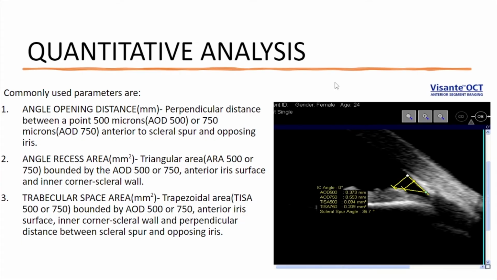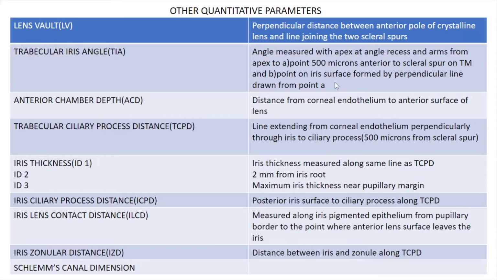For quantitative analysis, there are various parameters that are used, such as angle opening distance, angle recess area, trabecular space area. This is a table showing us all the quantitative parameters used. Lens vault is the perpendicular distance between the anterior pole of the crystalline lens and the line joining the two scleral spurs.